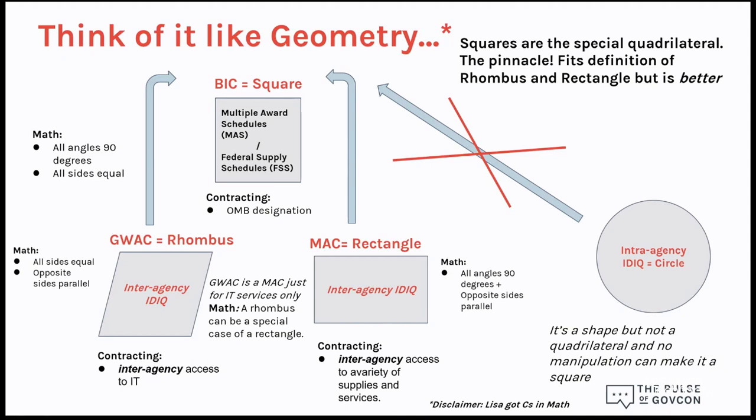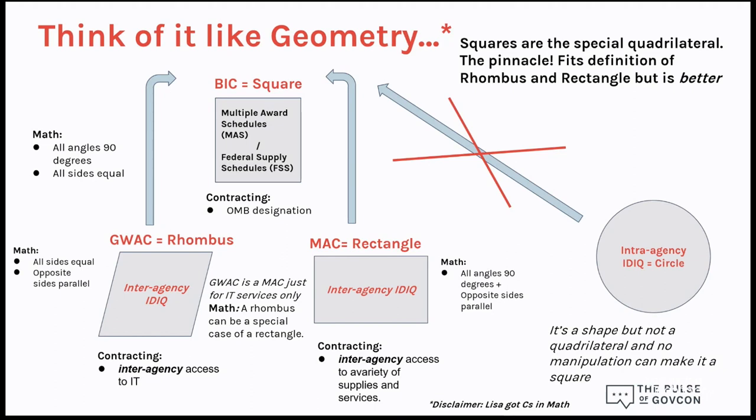When she walked me through it, I sat down on the ground. I was like, all right, follow me, follow me. A BIC is the square. It's a quadrilateral, but it's the pinnacle. It's kind of the same as a rhombus and a rectangle, but it's just a little bit better. It meets all the criteria and the definition of the GWAC and the MAC, but then a little bit extra because it has all equal sides and all angles are 90 degrees.